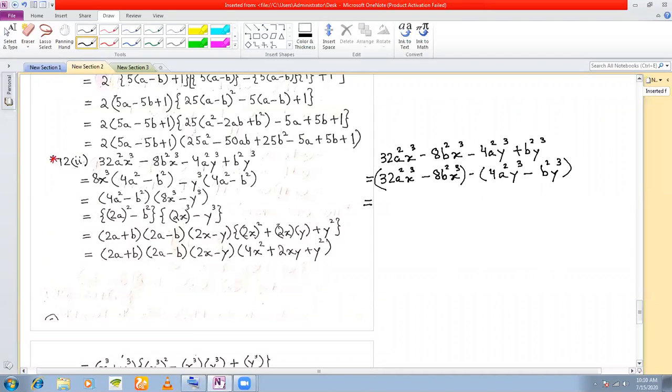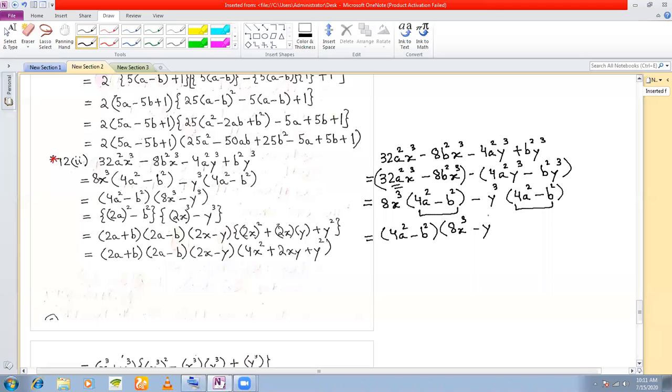Now you take the HCF, which is 8. A is not there, x cube is there, so 8x cube is your HCF. And you are left with 4a square minus b square, because you are dividing 32a square x cube by 8x cube. Minus HCF y cube, take it out. You will be left with only 4a square minus b square. So you're getting a common factor here, which you can take out. 4a square minus b square and 8x cube minus y cube. This is what you are left with.